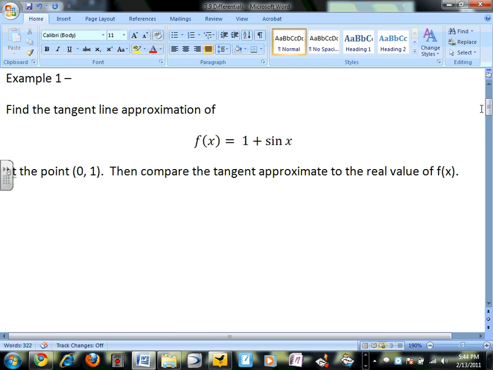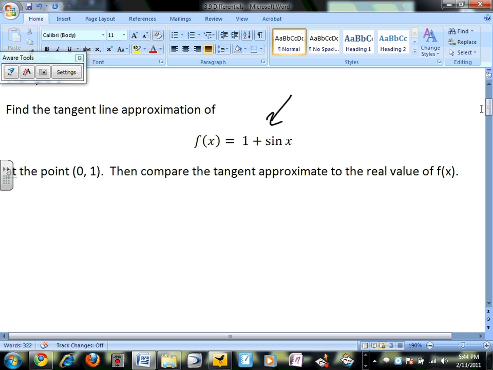So here's our first example. It says find the tangent line approximation of f of x equal to 1 plus sine of x at the point 0, 1. Then compare the tangent approximation to the real value of f of x. Let's go ahead and write the equation. Basically they're saying write the equation of the tangent line to this graph, 1 plus sine of x, at the point 0, 1.